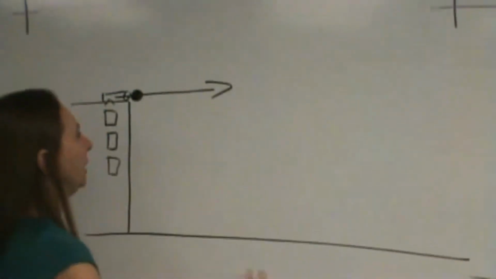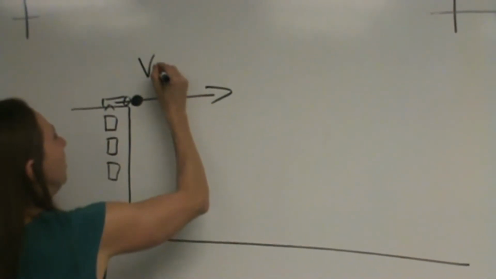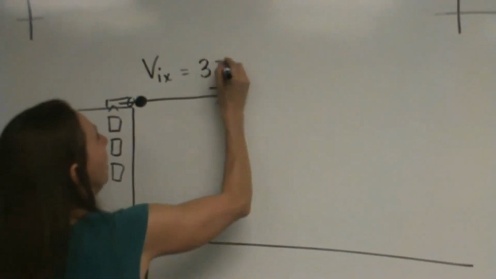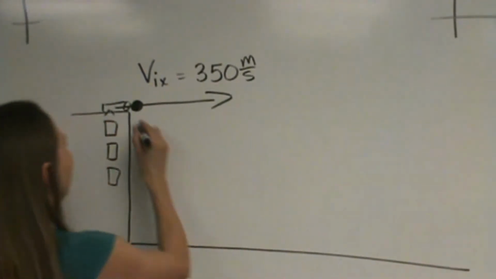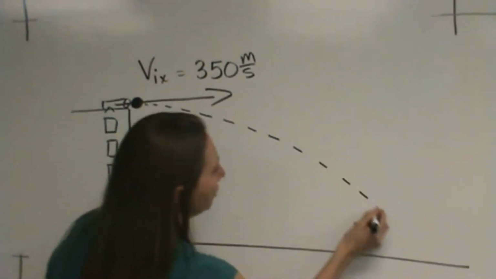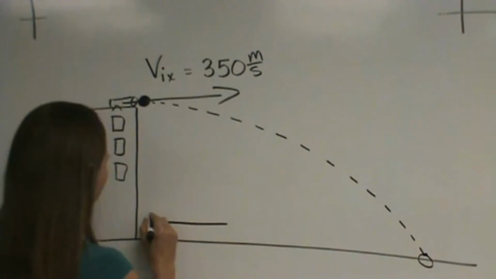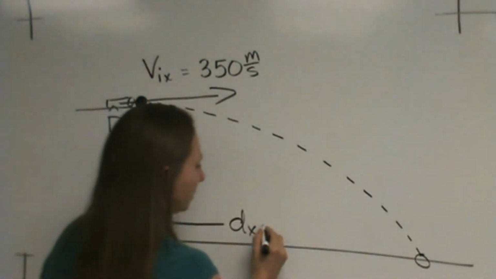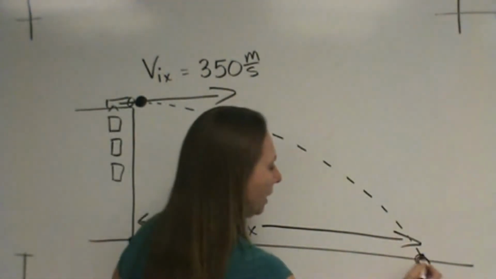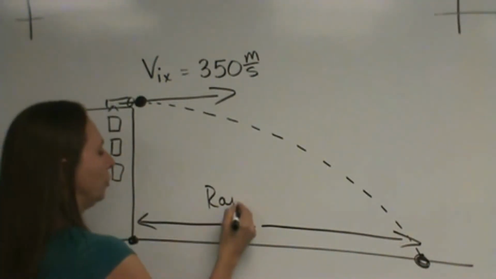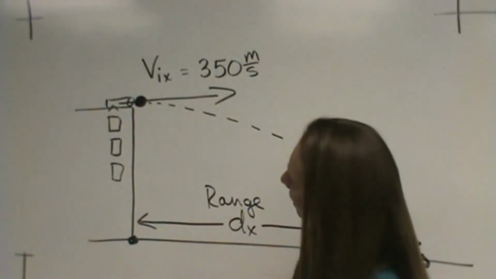We know that the cannonball immediately starts to fall down. Boom, hits the ground right there. All right, here's your range, dx. From right here to right there. That's your range. The question is asking for the range. Let's say the building is 125 meters high. All right, dy is 125 meters. And they tell us that it's going to take 5 seconds to hit the ground.